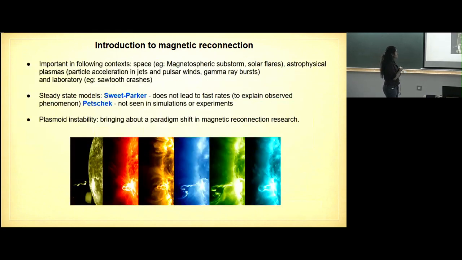So magnetic reconnection is kind of important in many different contexts. Apart from astrophysics, there is also space and there is laboratory. So in the space, you have these magnetospheric substorms, and then there's also solar flares. So I was describing this to Rama. I think I should describe it.